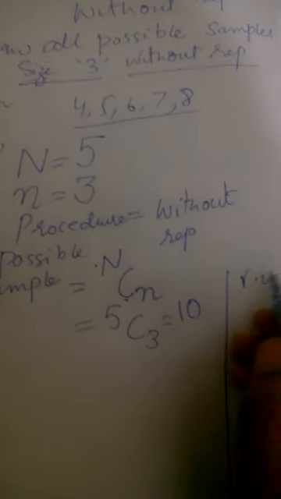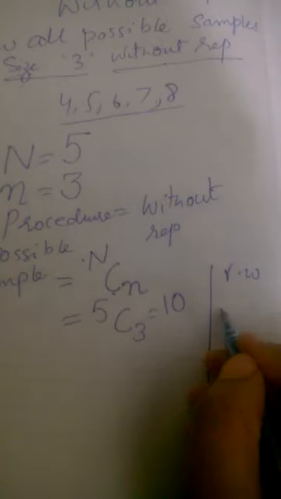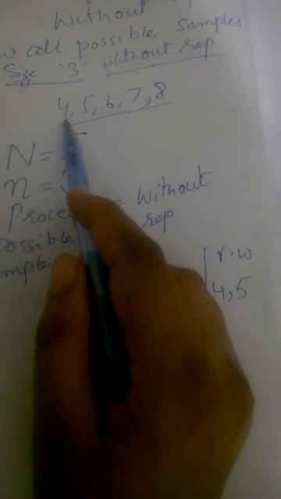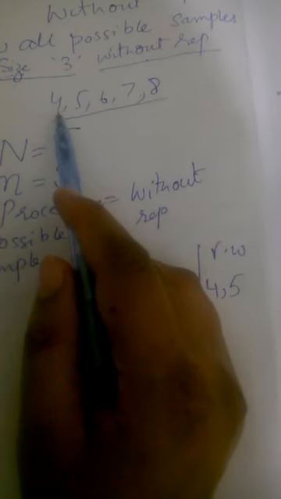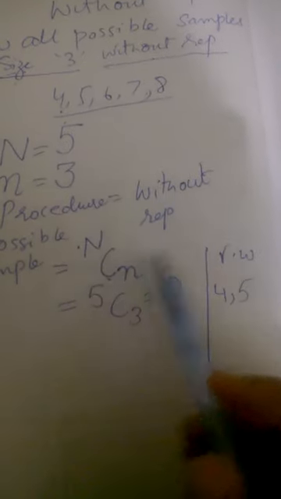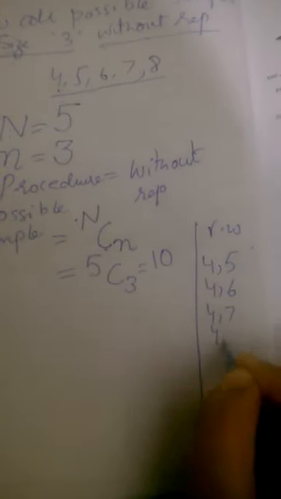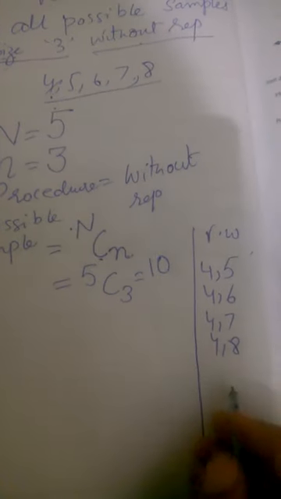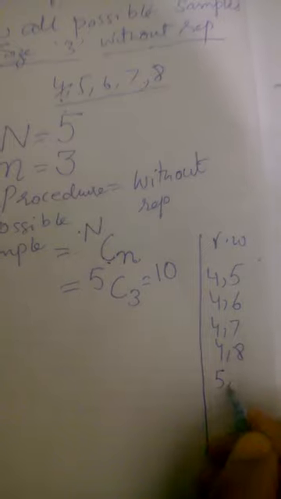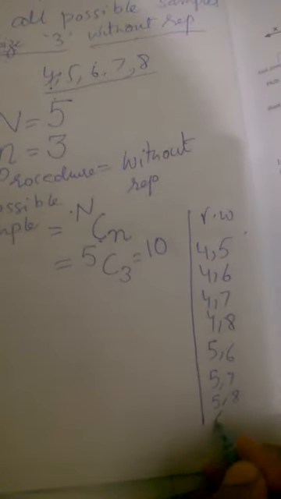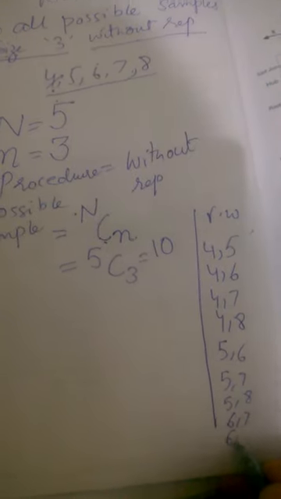Now, first of all, I am making the samples of size 2. The first possible sample without replacement is 4, 5. As I had told you before, 4 cannot come with itself, it has to be assigned to the element next to it. Now 4, 5, then 4, 6, 4, 7, 4, 8. Okay, now 4 is thrown out of the population. Now you will take 5. 5, 6, 5, 7, 5, 8. Now we will take 6, 6, 7, and 6, 8.